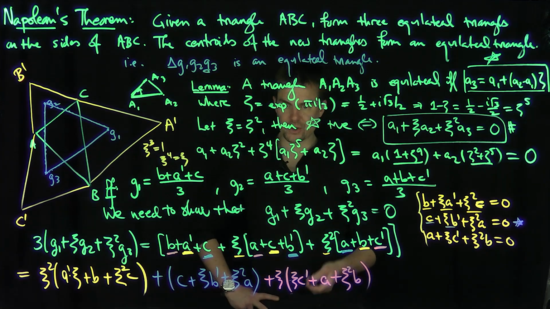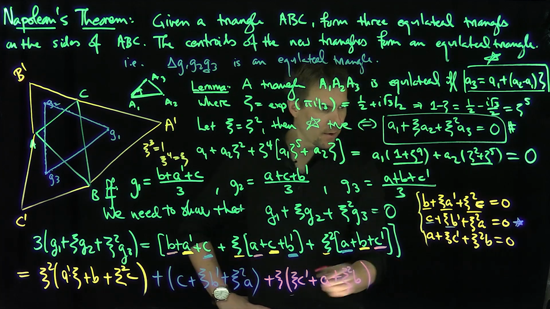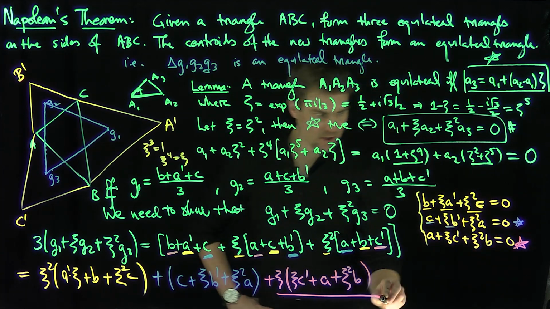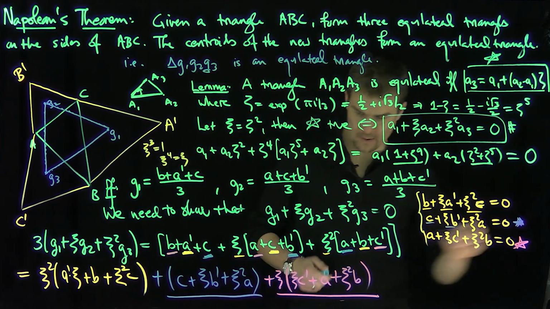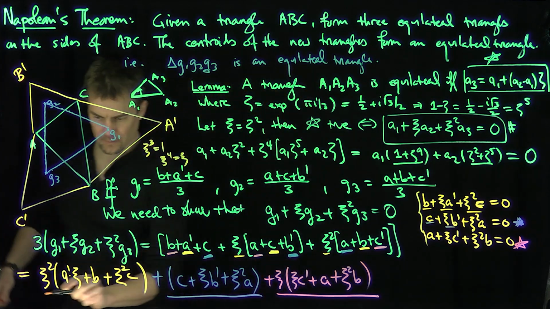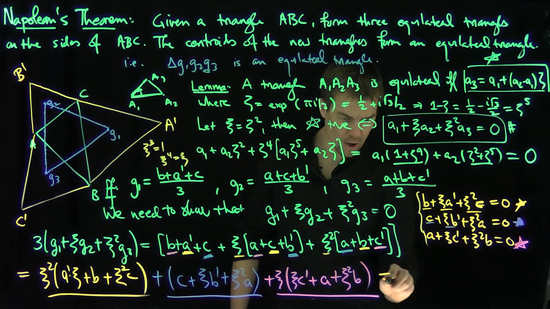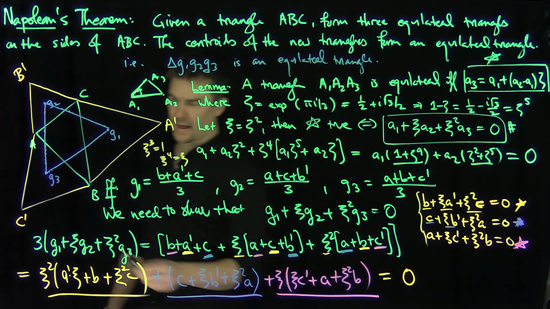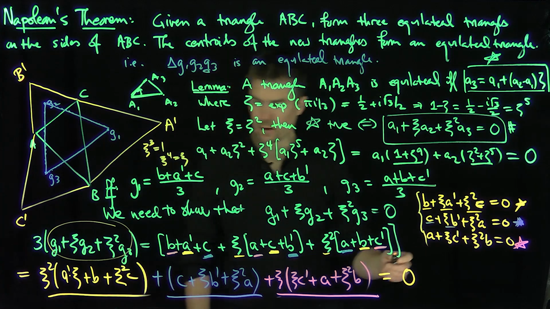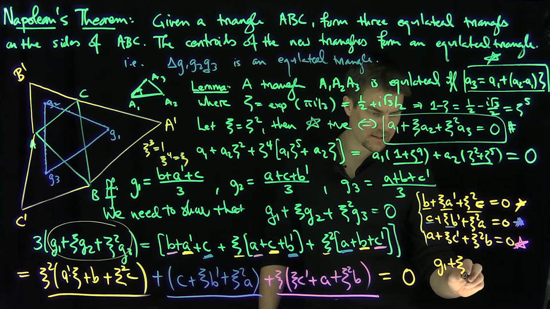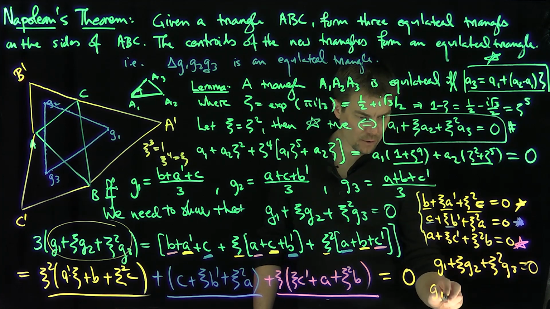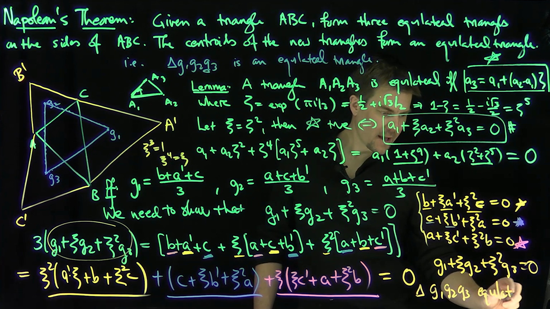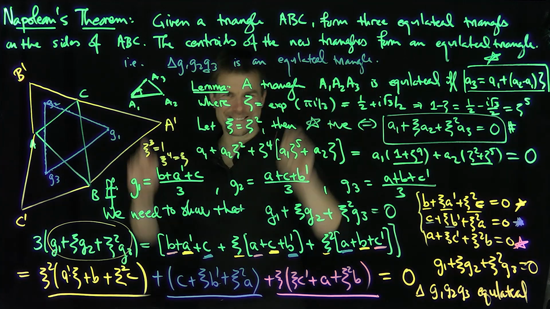So in other words, I just rewrite this expression by plugging in some values of xc, and now this is the star equation. So these green terms are 0 by that star equation, these terms over here are 0 by the blue equation over here, and then these terms over here are 0 by the orange equation, so all this adds up to 0. So that proves that 3 times this expression is equal to 0, so our conclusion therefore is that g1 plus xc g2 plus xc squared g3 is equal to 0, and the triangle g1, g2, g3 is equilateral. And that proves Napoleon's theorem on triangles.